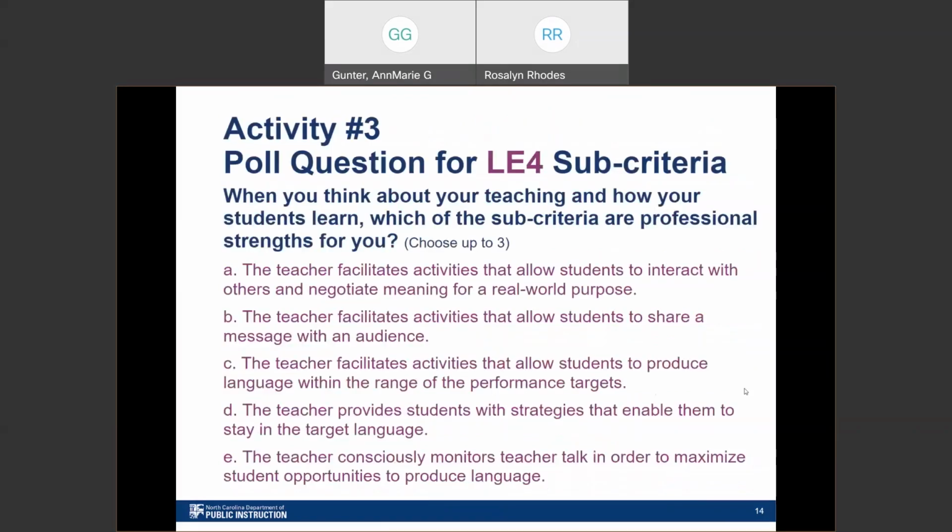So those are our criteria. And now that you've seen them and you're taking a look at them on your handout, I want you to consider this question. When you think about your teaching and how your students learn, which of the sub-criteria are professional strengths for you? You can choose up to 3. There are 5 here total. And this poll question actually is a couple minutes long because you may want to think this through and really consider which of these are professional strengths for you as a teacher. I'll go ahead and open the poll and you can start sharing your responses.